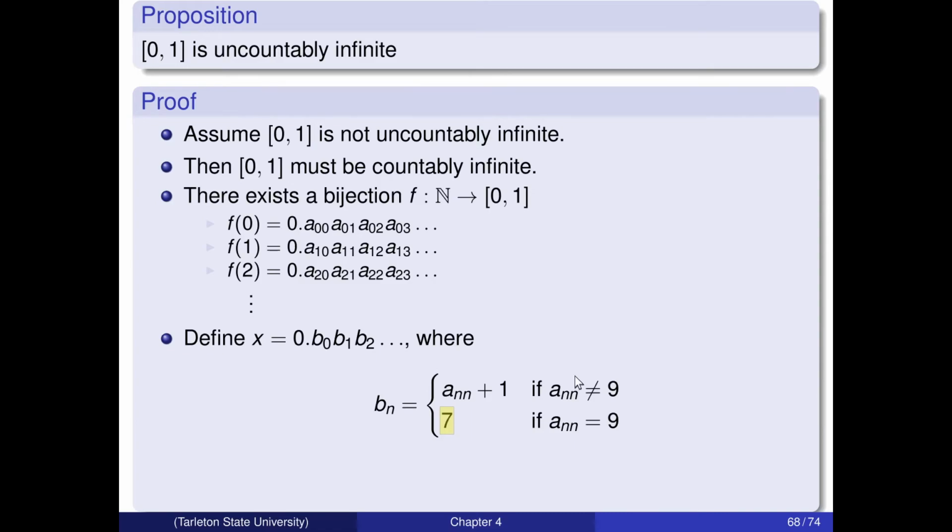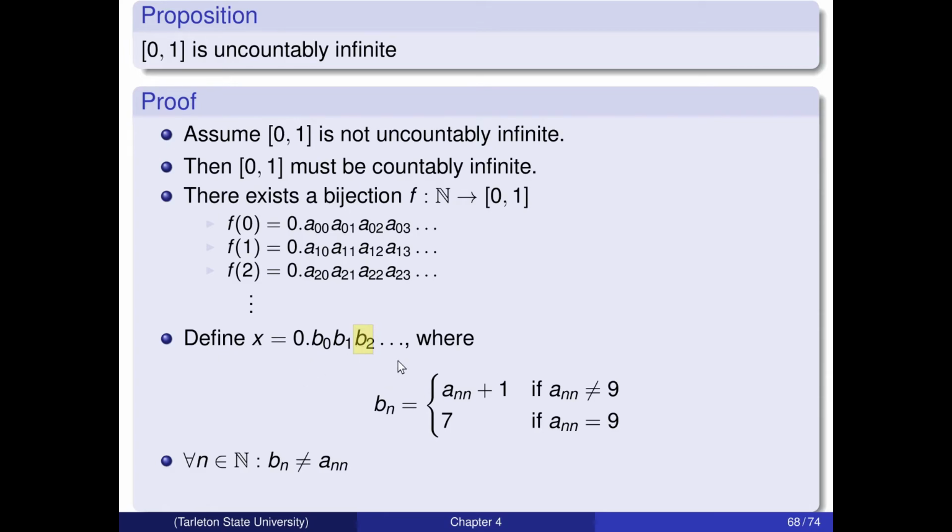Now, what is the consequence of this definition? If a sub nn is not equal to 9, then b sub n is going to be that number plus 1. Well, if I take a number and add 1 to it, I get a different number. If a sub nn is equal to 9, then this bn value is equal to 7. And again, that's a different number. So the result of this definition is that bn is never equal to a sub nn. So again, what that's saying is this number here is not equal to this number here. This number here is not equal to this number here. And this number here is not equal to this, and so on and so forth.